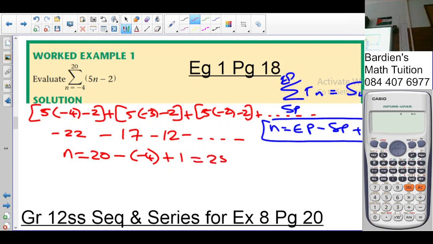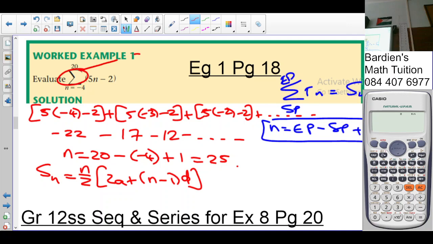25. So work out the sum of 25 terms using the formula n over 2, times 2a plus n minus 1 times d. Why am I going with this formula? Because sigma stands for sum of. You guys understand? Huh? Can I explain again?